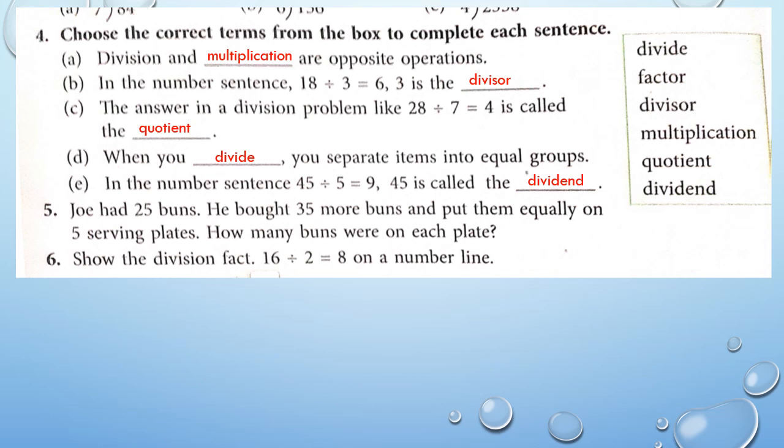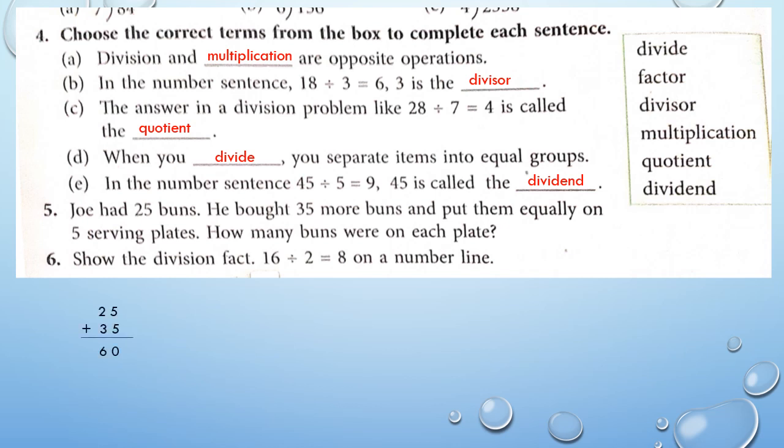Number 5. Joe had 25 buns. He bought 35 more buns and put them equally on 5 serving plates. How many buns were on each plate? So first we have to add 25 and 35. Then we have to put them equally.